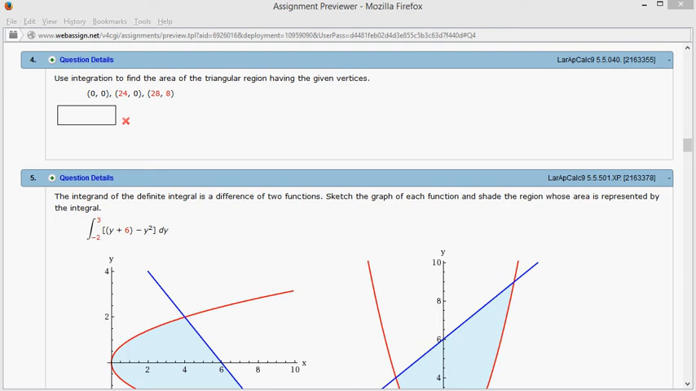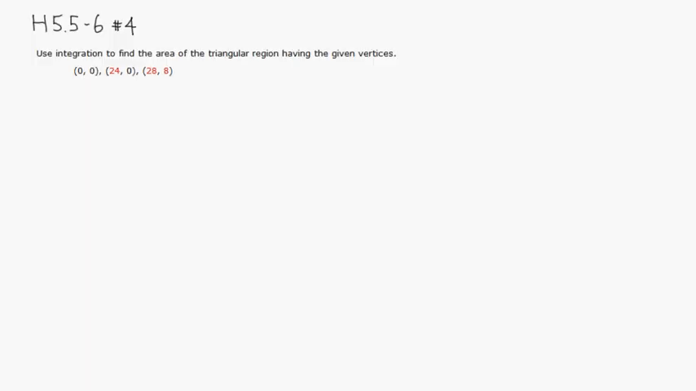Alright, let's look at the homework 5.5, 5.6, problem number 4. Right, so we want to use integration to find the area of the triangular region having these three vertices. Right, so let's do that.